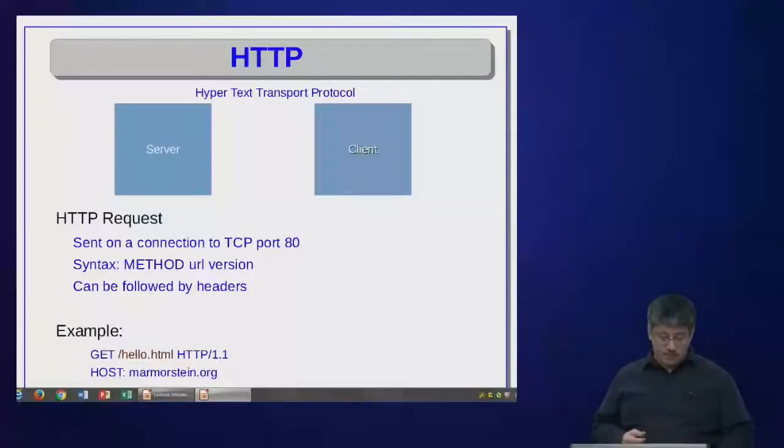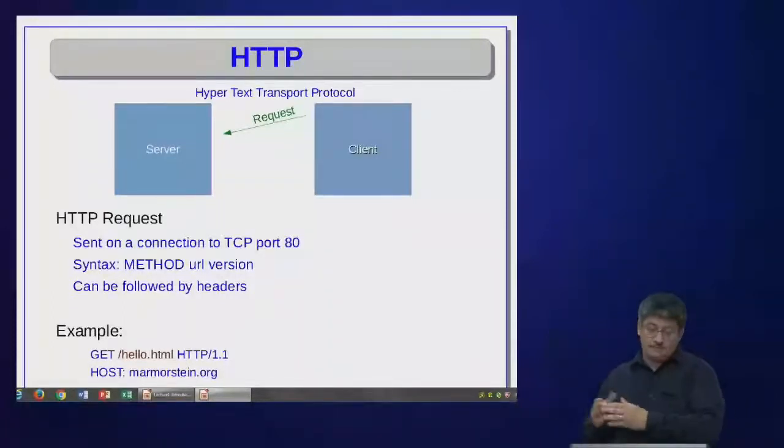So it's actually really simple. The client, the web browser, will send a request to the server. And that request contains some information. In particular, it contains a method, a URL, and a version string. That request is sent on a connection using TCP port 80. TCP is the Transmission Control Protocol. It's part of the Internet Protocol stack. And that message is sent just in plain text in English. You can read it. And that method string can be followed optionally by some headers.